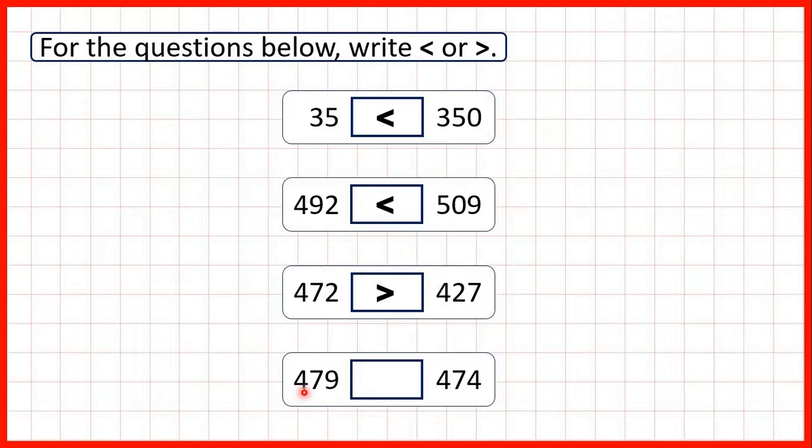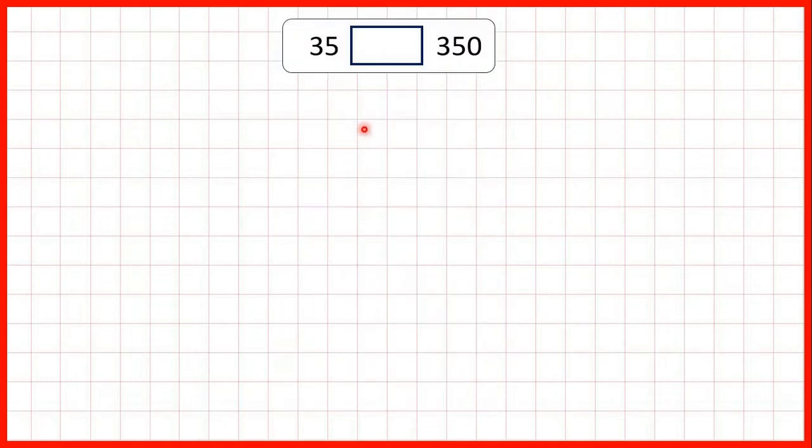Finally, let's compare 479 and 474. Here, both numbers have 4 as the hundreds digit and 7 as the tens digit. So we need to move all the way along and compare our ones digits. Here we have 9 ones, but in this number we only have 4. So that means 479 is greater than 474. So now what we can do is show base 10 blocks for the numbers that we were comparing.